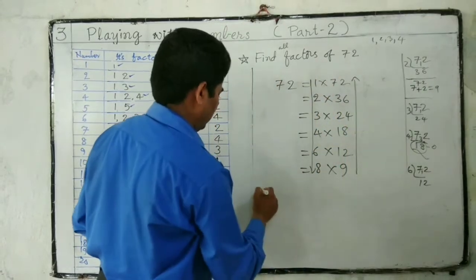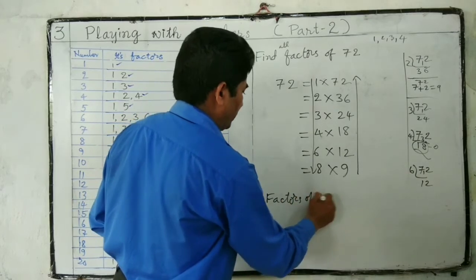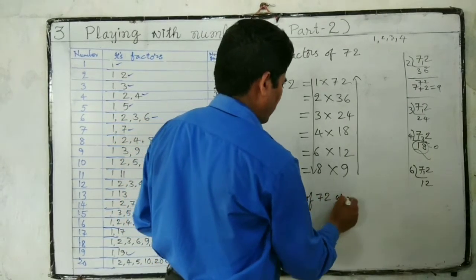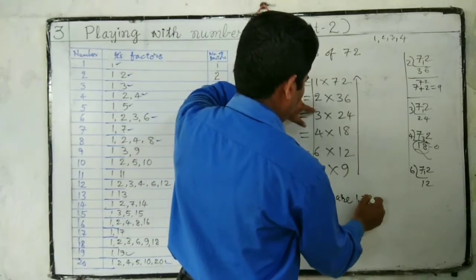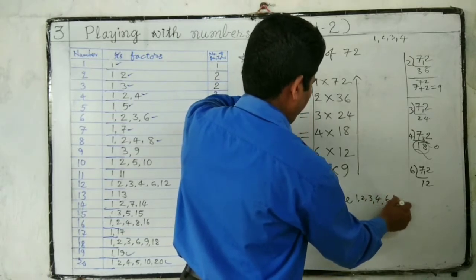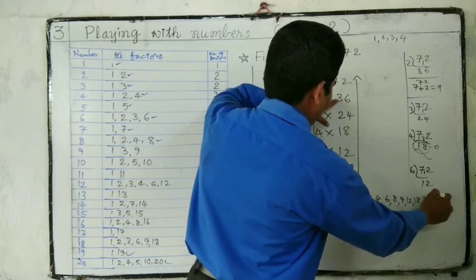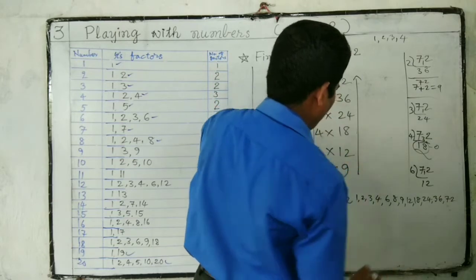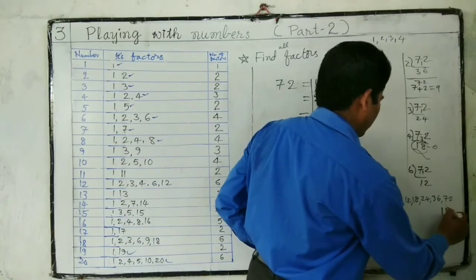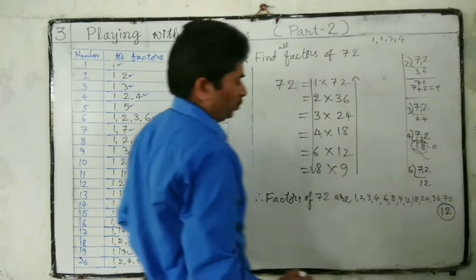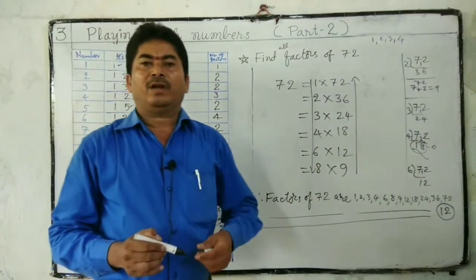These are factors. Therefore, factors of 72 are 1, 2, 3, 4, 6, 8, 9, 12, 18, 24, 36, 72. Total 1, 2, 3, 4, 5, 6, 6 twos are 12. 72 has 12 factors. So this is the method of finding factors for large numbers.